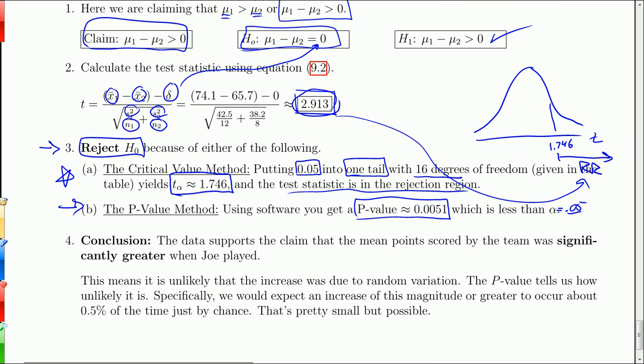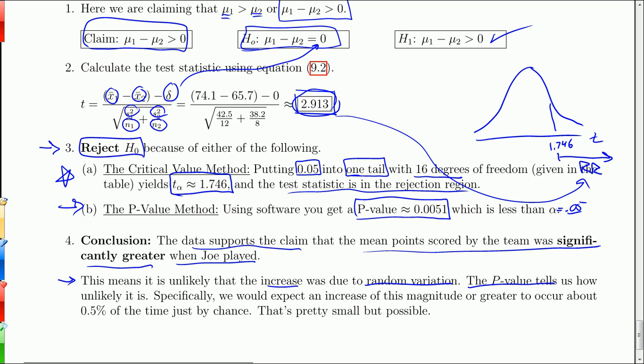Conclusion. So here's how the phrasing goes. The data supports the claim that the mean points scored by the team was significantly greater when Joe played. There's not really a hypothesis test going on, right? We know that the mean when Joe played was greater, but we're testing whether or not it was significantly greater. And by treating it as sample data, if we can reject the null and support the claim, then we have a significant difference. This means it is unlikely that that increase in points was due to random variation. But there was something significant going on.